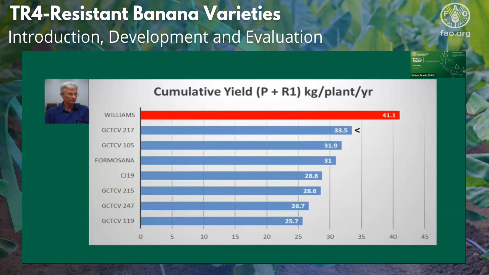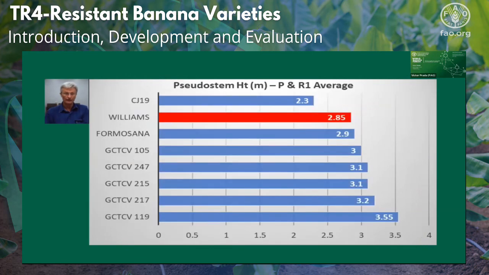This graph shows cumulative yield for the first two crops, which range from 63 to 92% of the yield of Williams. These yields were significantly less than Williams for all varieties. The same varieties showing average height for the first two crops. So many are taller than Williams, which can make crop management more difficult and often leads to greater losses to wind and so forth. In-house taste panelling also occurs during stage one to gauge if there are any likely problems on this front.